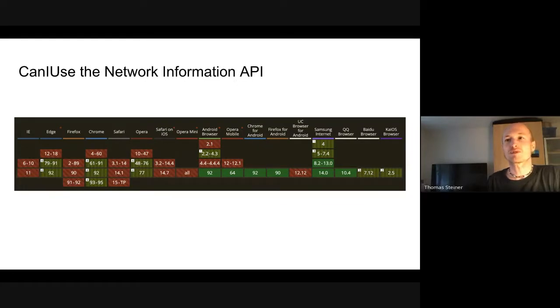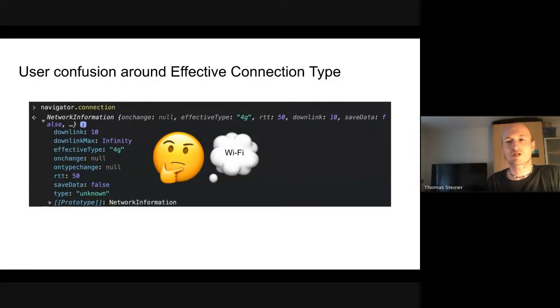Can I use the Network Information API? You can see Edge, Chrome, Opera, Android browser, Opera Mobile, Chrome for Android, Firefox for Android, Samsung Internet, QQ browser, Baidu, KaiOS. So I looked at it in a little bit more detail. On everything Chromium, we have the full information, with the difference being, as you saw before, I was on a desktop computer and type was just reported as unknown. Of course, Chrome knows that I'm on a Wi-Fi connection, but this is only exposed, as far as I can tell, on mobile.